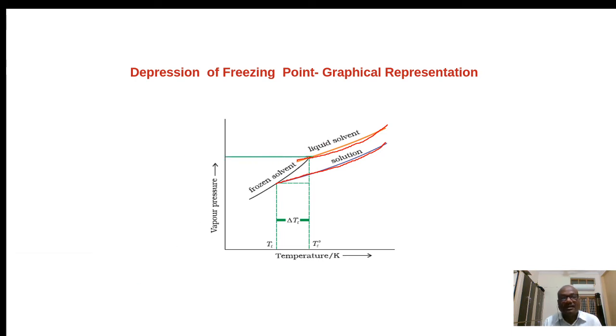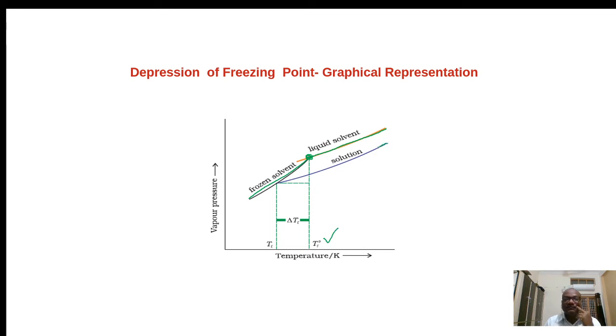Here you can also observe that the vapor pressure of liquid solvent is P naught at this temperature, and the vapor pressure of solution, let's say, is P, where P naught is greater than P. Next, you can also see the freezing point. This is a solid curve, the frozen solvent solid curve. As the temperature of the liquid solvent gradually decreases, at this point solidification will start and both solid and liquid will exist in equilibrium. This is called the freezing point of solvent.